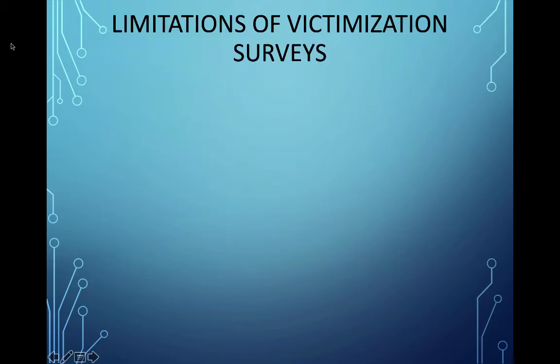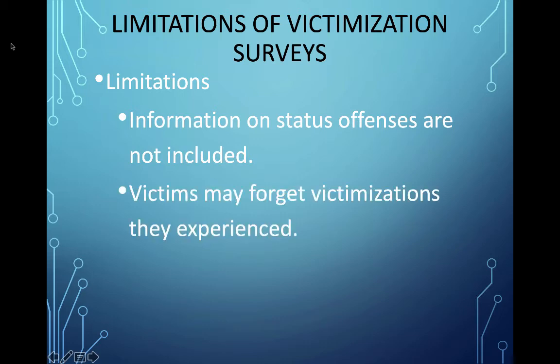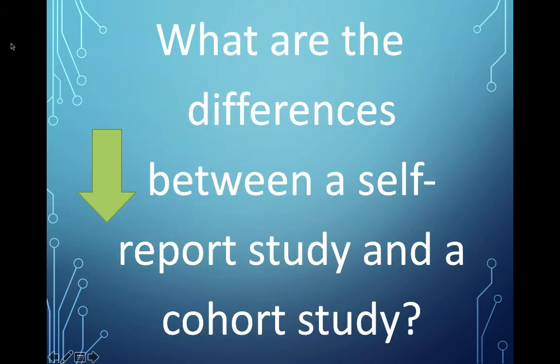And of course, there were limitations of the victimization surveys. The limitations were information on status offenses are not included. Victims may forget victimizations they've experienced, and victims may mistakenly state they were a victim of a crime during a different year. And what are the differences between a self-report study and a cohort study?